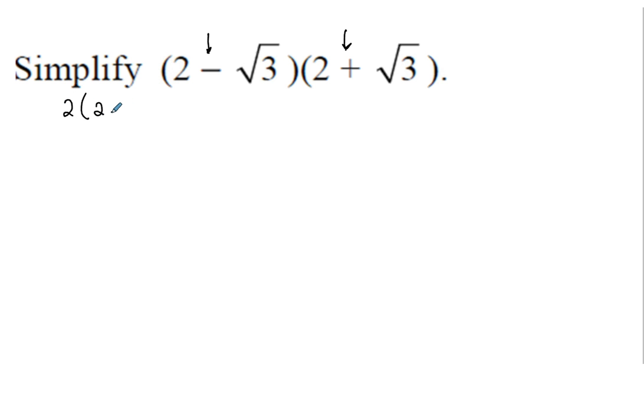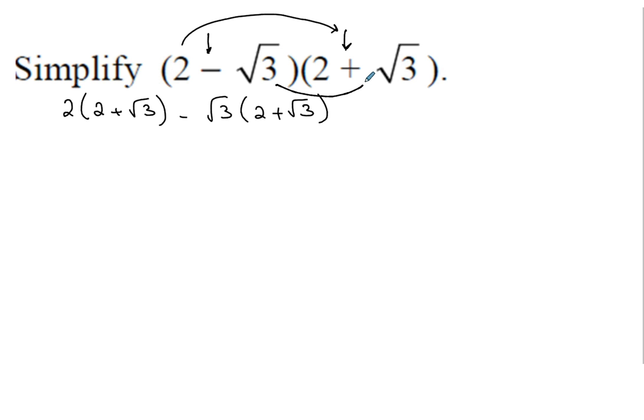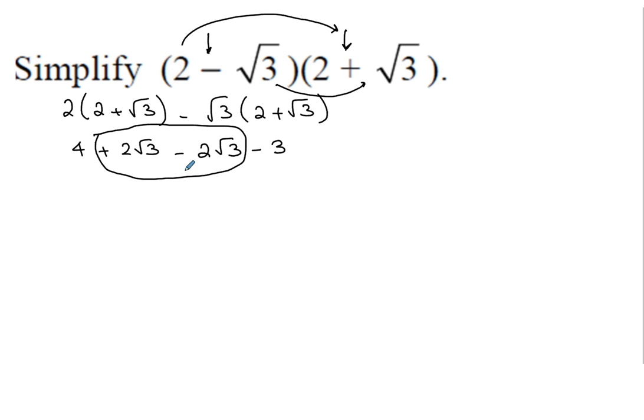So we've got 2 times 2 plus surd 3, minus surd 3 times 2 plus surd 3. So that times all that, minus surd 3 times all that. So we've got 4 plus 2 surd 3 minus 2 surd 3 minus, and then surd 3 times surd 3 is 3. Can you see the beauty of this? Because all that surdy bit just disappears, and you're just left with 4 minus 3 equals 1.